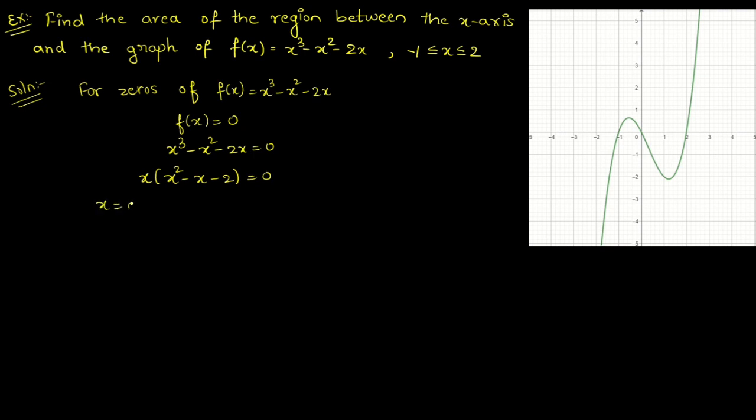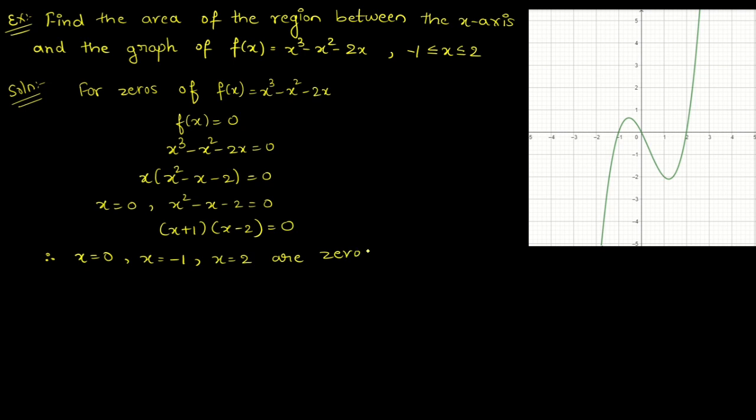Now equate each factor to 0. x is equal to 0. And x square minus x minus 2 equals 0. If we solve this quadratic equation, we obtain x plus 1 times x minus 2 equals 0. So we obtain x equals minus 1 and x equals 2. Therefore, x equals 0, x equals minus 1, and x equals 2 are the zeros of f.